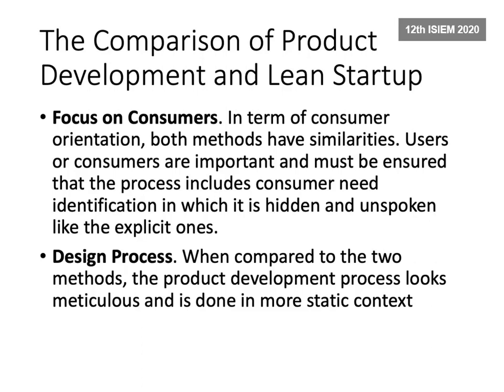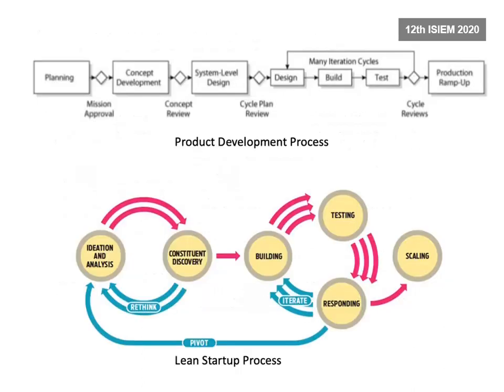And for the design process, when we compare the two methods, the product development process looks meticulous and is done in a more static context. The process starts from the market analysis, resources needed, and ends with the prototypes. The iteration or validation process is accomplished after system level design. So here's the process that you can see. The planning, the concept development, system level design up to production ramp-up is the product development process.